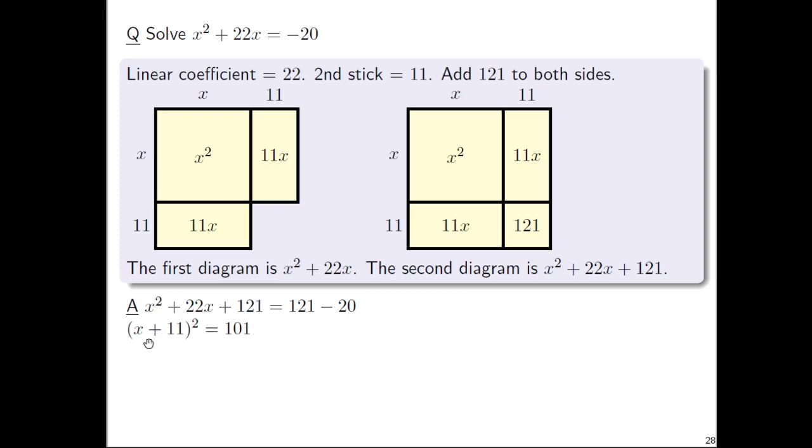Notice how this factored, right? It was x plus the second stick. Second stick was 11. (x plus second stick) quantity squared equals 101. Now square root both sides. So the square root of (x plus 11) squared equals plus or minus root 101.